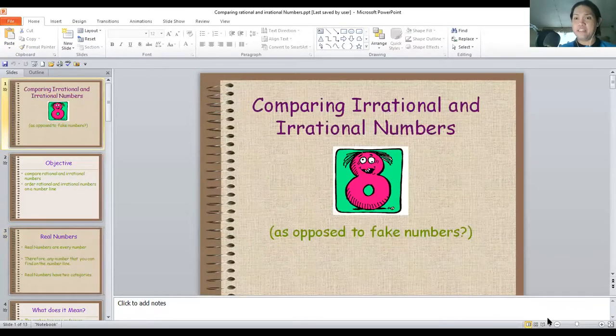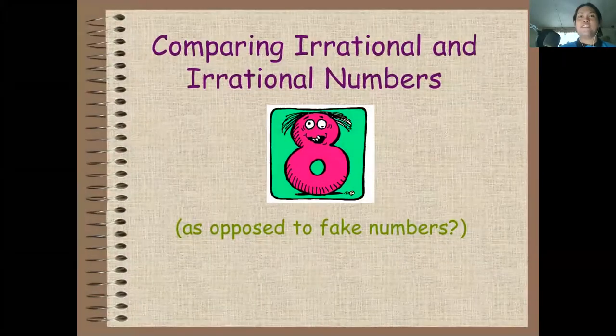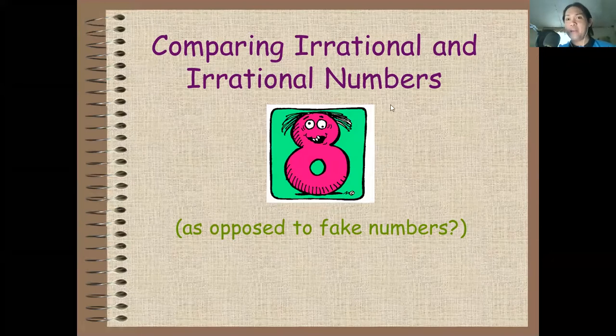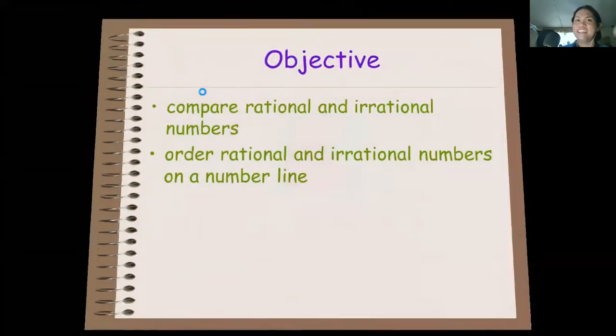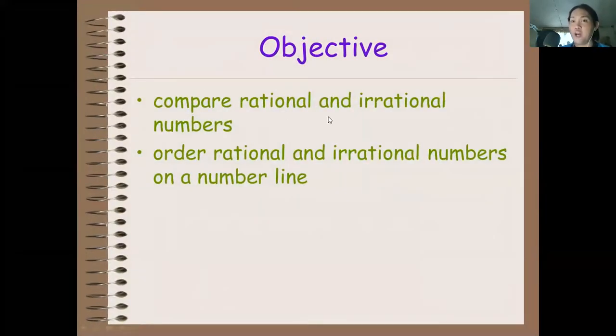So now I will be talking about still part of the real numbers, but we will focus on comparing irrational and rational numbers. So how do we compare irrational and rational numbers? Are you ready? Our main objectives for today's video discussion are: first, compare rational and irrational numbers. The second, order rational and irrational numbers on a number line.